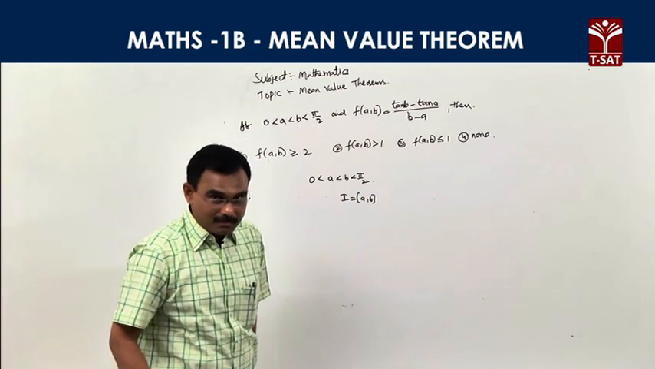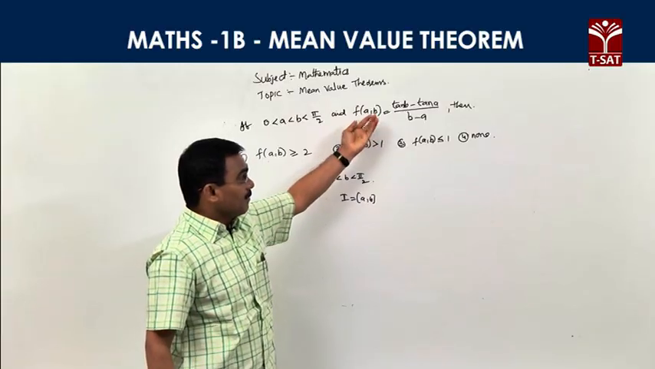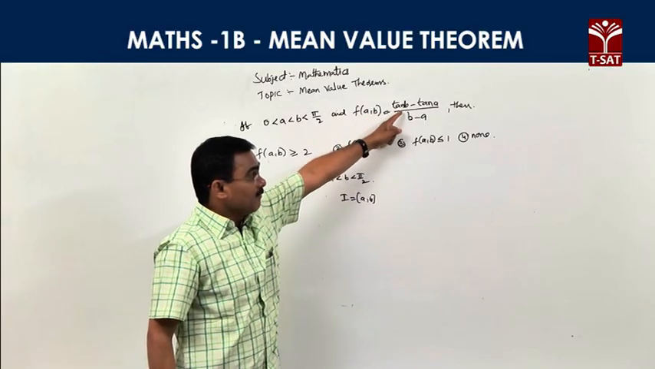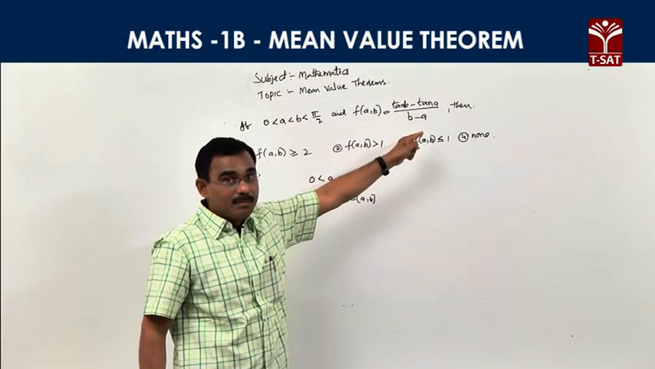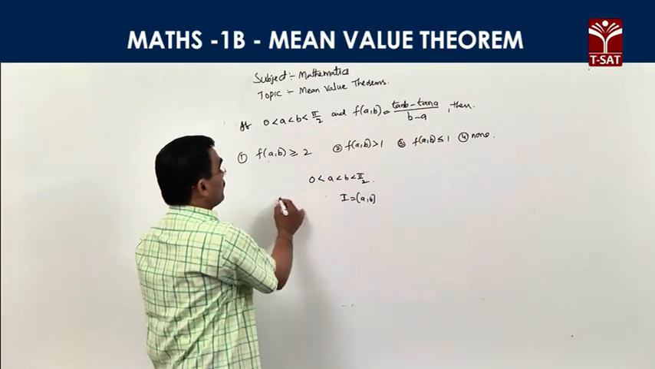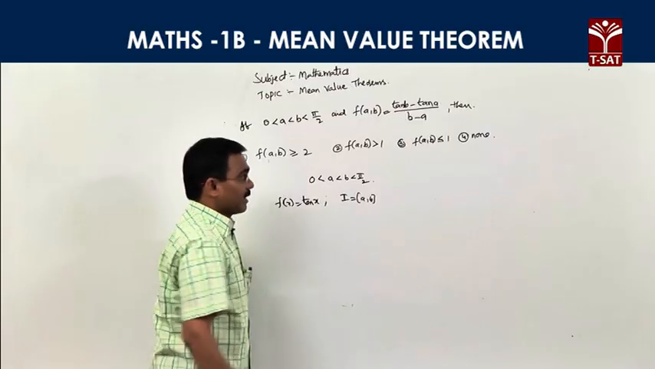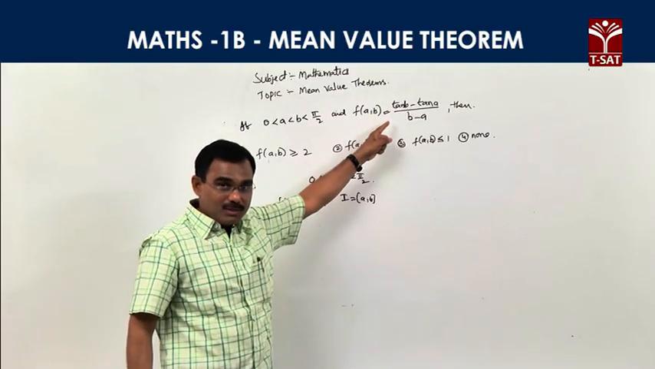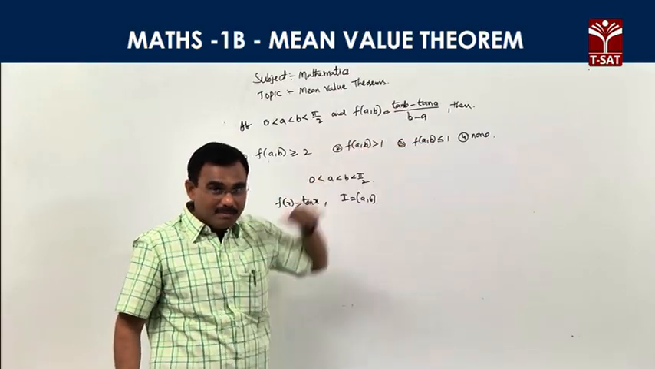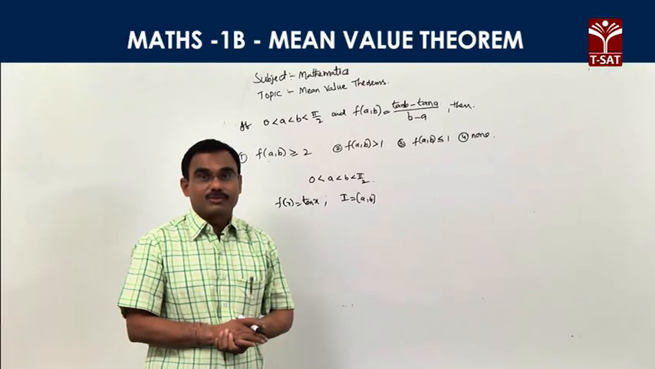You observe this is of the form f dash c is equal to (f of b minus f of a) by (b minus a). That's why our function is f of x equal to tan x. Then f dash c is equal to (f of b minus f of a) by (b minus a), which is nothing but Lagrange's theorem.